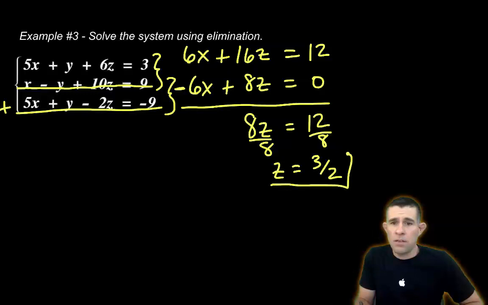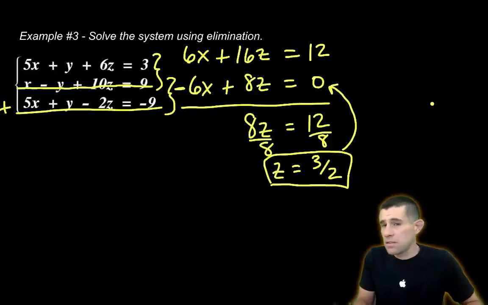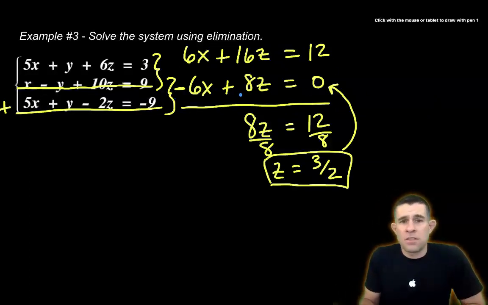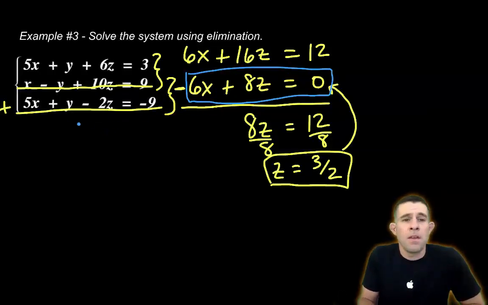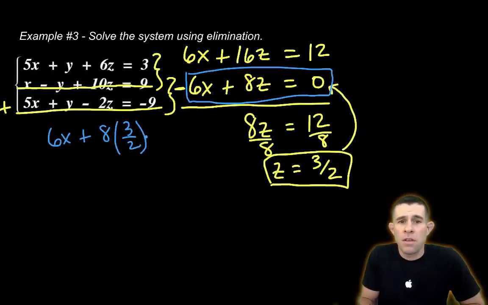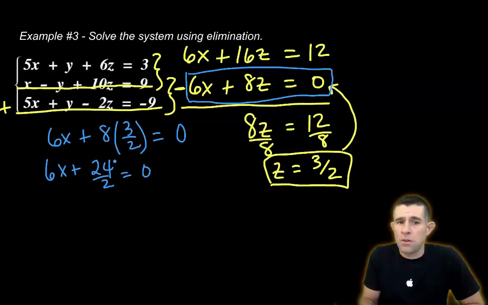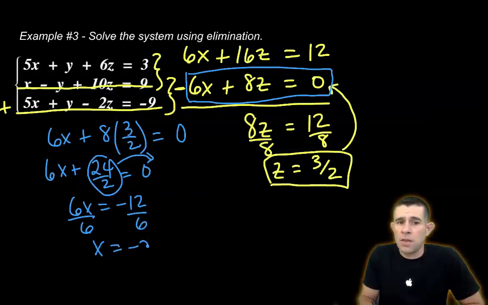Okay, once I found my value for z, I can take that value and I can substitute it back into one of the two-variable equations that I found. So let's take this second equation here that I had, and let's see if we can find the value of x. So 6x plus 8 times z, which was 3/2, is equal to 0. So 6x plus, this is 24/2, which is really 12, is equal to 0. We'll take that 24/2, or 12, and move it over the other side by subtraction. So now we have 6x equals negative 12. Divide both sides by 6, and x is equal to negative 2.